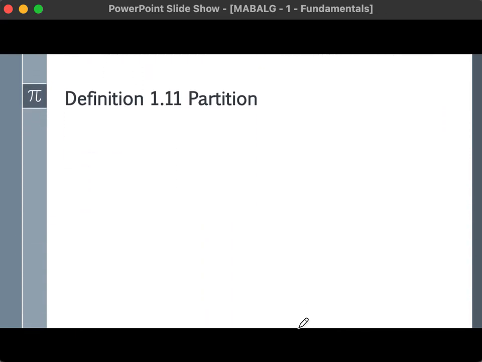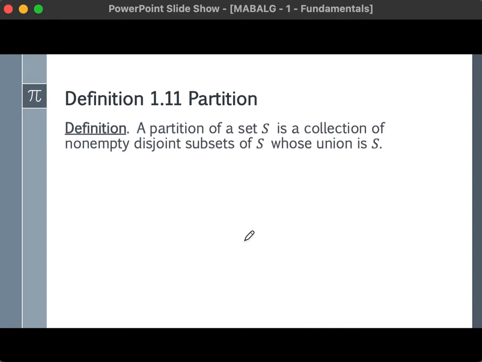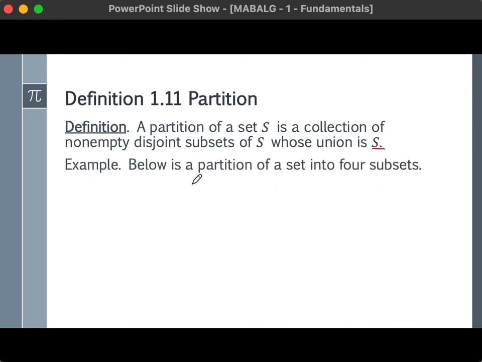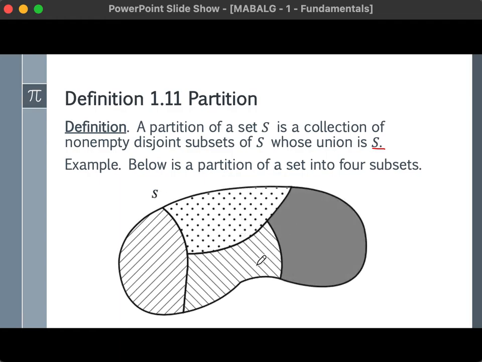Next we're going to define what a partition is. Definition 1.11: a partition of a set S is a collection of non-empty disjoint subsets of S whose union is also equal to S. The example below is a partition of a set into four subsets. This figure is one set, partitioned into four sets: first, second, third, and fourth. Notice that if we collect the non-empty disjoint subsets of S, the union gets back to S. That's what we call partitioning.